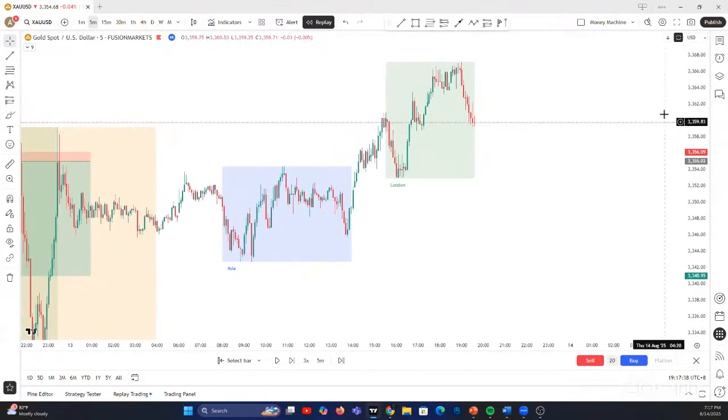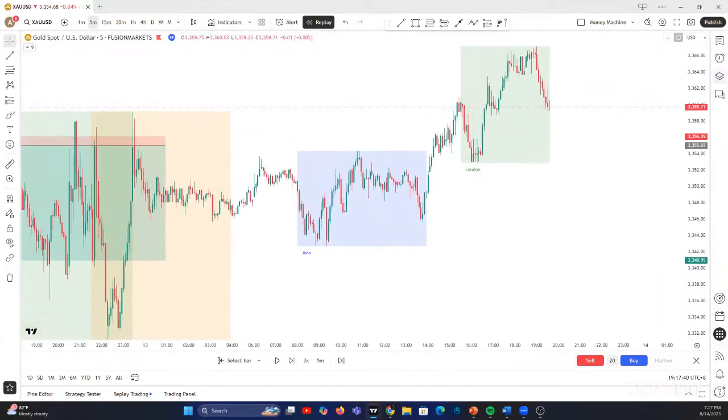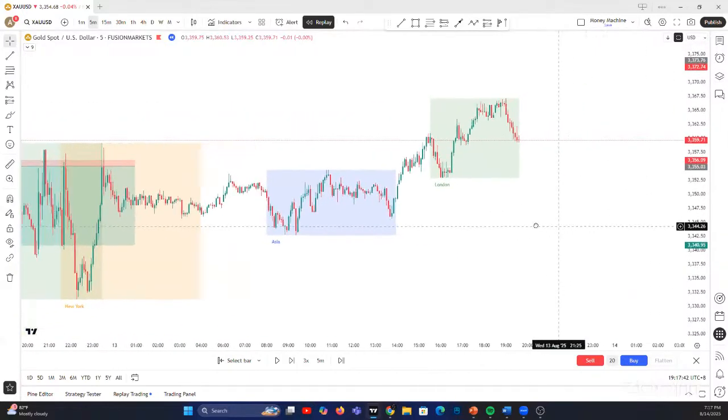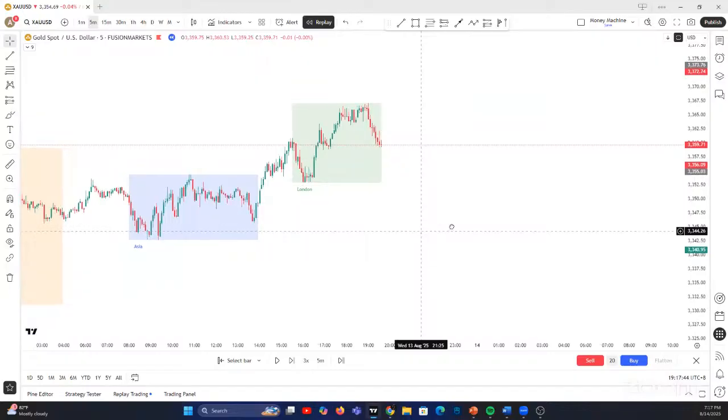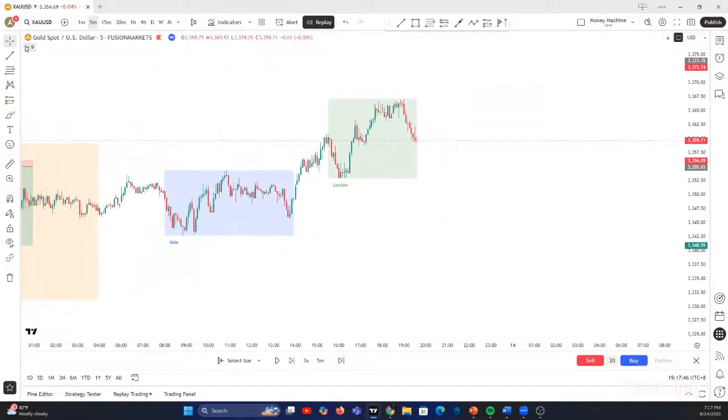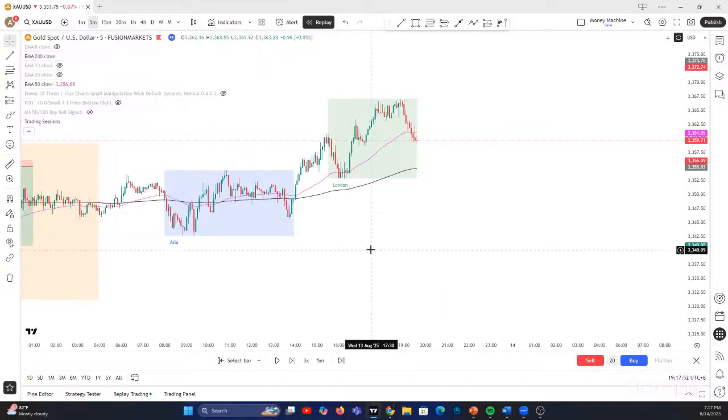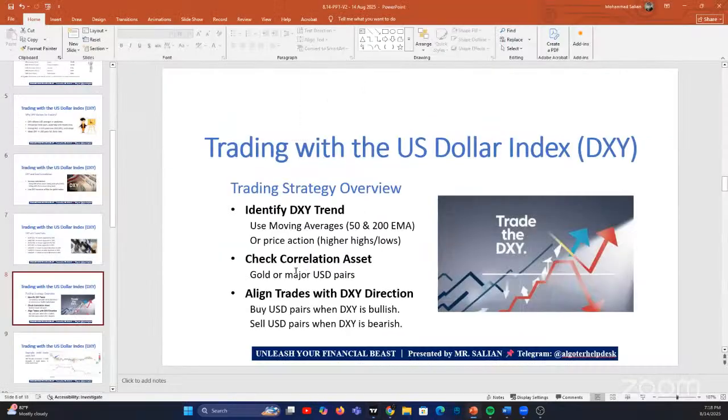Okay, for example, for gold, typical gold price action there on the 5 minute. Let's add the 50 and the 200. Now, check correlation assets. So gold or major USD pair. So we're going to try gold. Then align trades with the DXY direction.